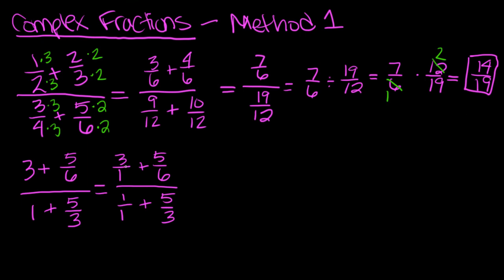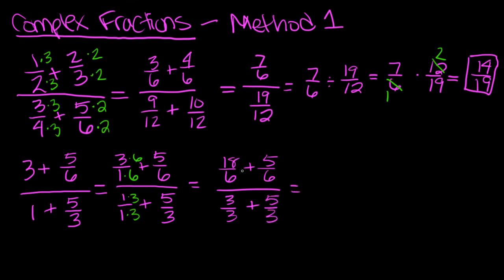Now that they're both fractions, I go through this same process up here. What's the LCD on the numerator? Well, it's 6, so I'm going to need to multiply my first fraction by 6. This one already has the LCD of 6, so I don't need to touch it. And on this one, the LCD is going to be 3, so I multiply the numerator and denominator by 3. That gives me 3 times 6 is 18 over 6 plus 5 over 6 over 3 over 3 plus 5 over 3.